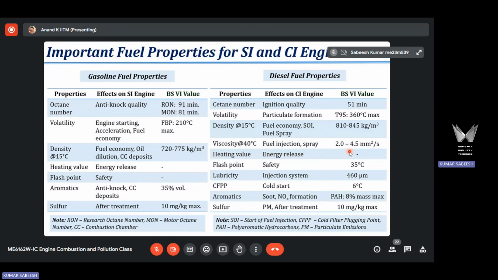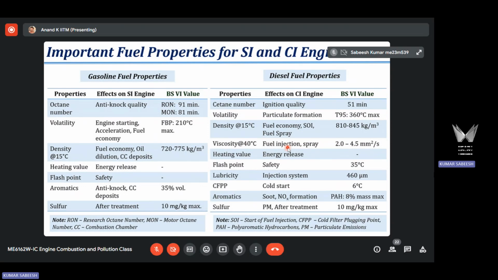Okay, thank you. So next we have viscosity. These are the limits, 2 to 4.5 mm square per second according to BS6, and viscosity according to the standard is measured at 40 degrees Celsius. Viscosity of the fuel has an important role to play in these two parameters. One is it affects the way the fuel is injected. So you know how an oil moves and how water moves, right?